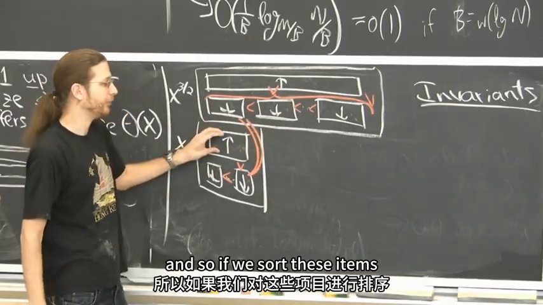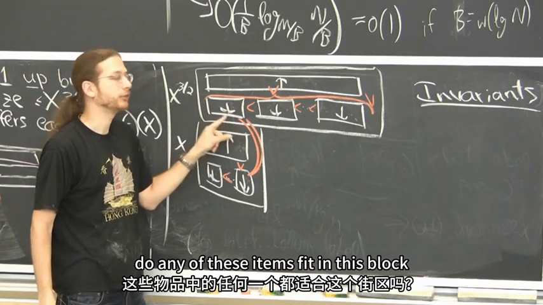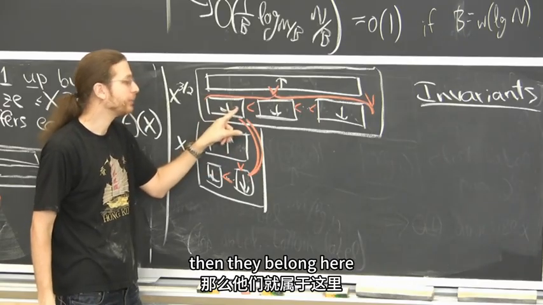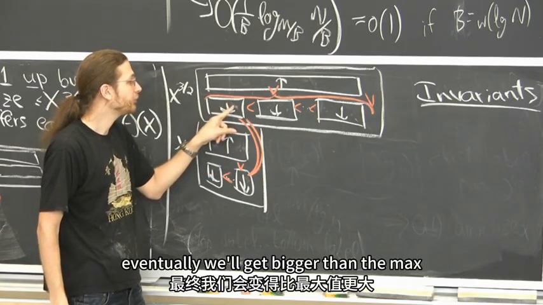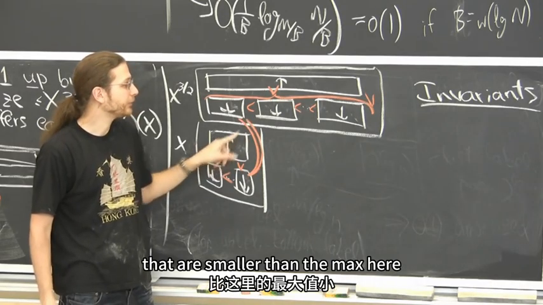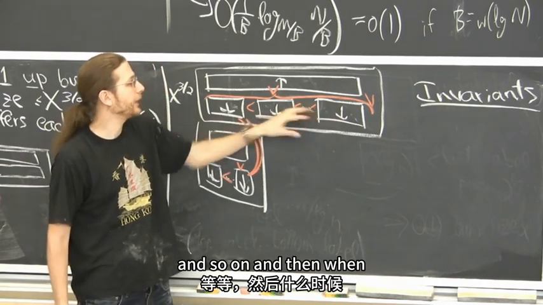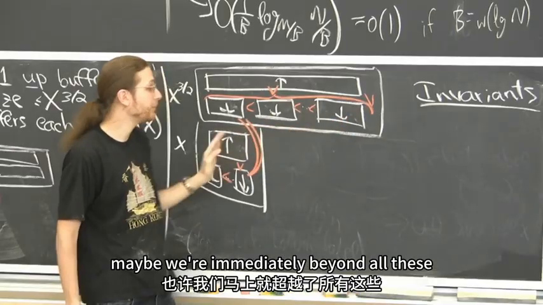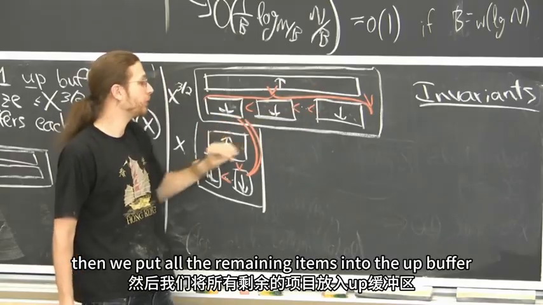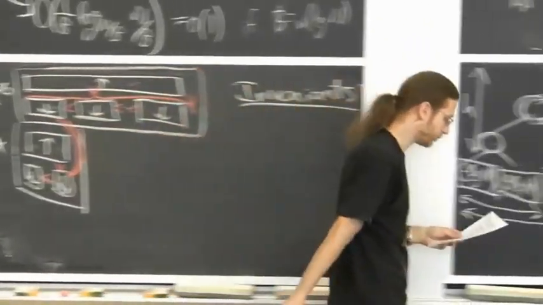And so if we sort these items, then we can say, well, let's start by looking here. Do any of these items fit in this block? Just look at the max here. And if these guys are smaller than the max here, then they belong here. So keep inserting there. Eventually, we'll get bigger than the max, then we go here. Look at the max item here. As long as we have items here that are smaller than the max here, insert, insert, insert, insert. And so on. And then when we're beyond all of these, maybe we're immediately beyond all these. We have to check, oh, bigger than the max, bigger than the max, bigger than the max. Then we put all the remaining items into the up buffer. This is called distribution.